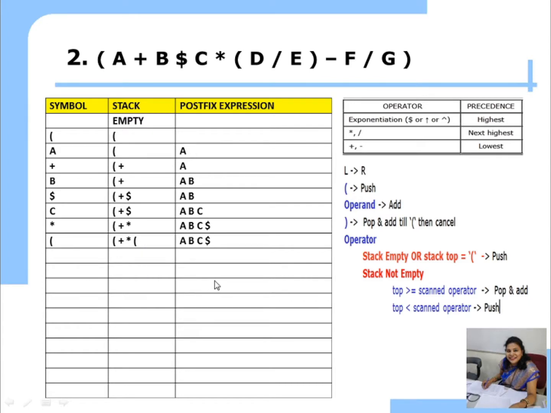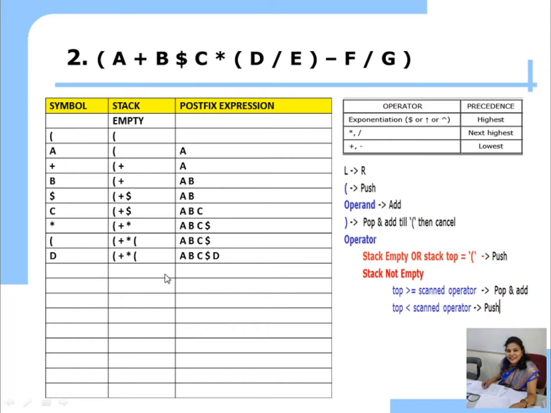We will see now. So what is the stack top having now? Opening parenthesis, okay, left parenthesis. After the left parenthesis, there is what? Operand D. When an operand is encountered, you simply add it. So your postfix expression will be ABC dollar D.